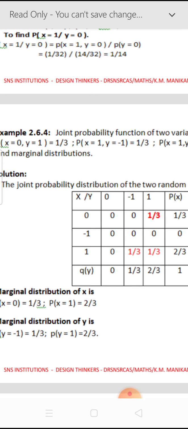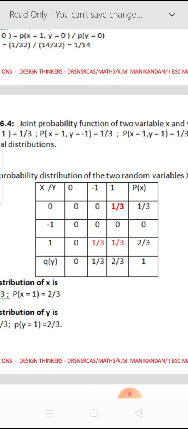So now, with the help of the given values, we can frame the table of joint probability distribution of the two random variables x and y. Here, x values are taken column wise as 0, minus 1 and 1, first row. The y values are represented on columns 0, minus 1 and 1.